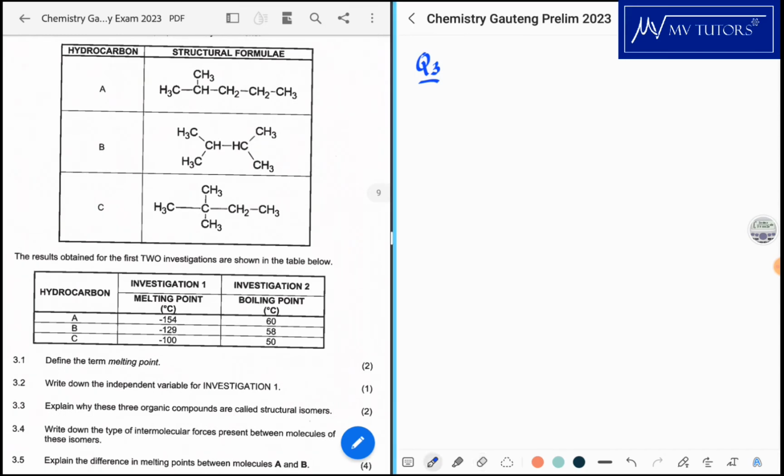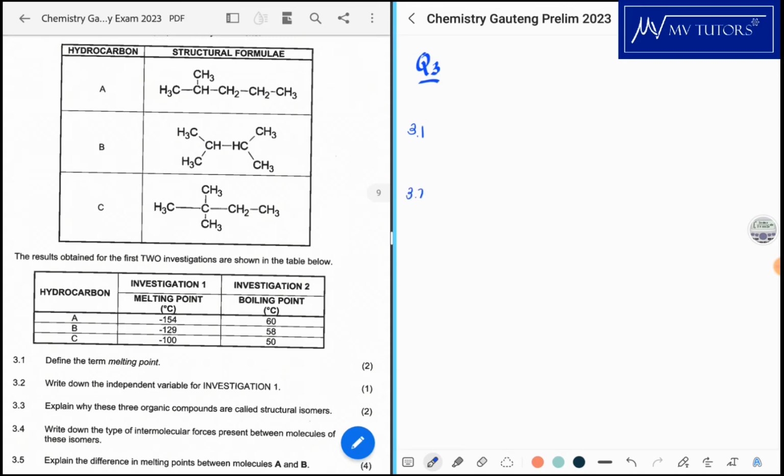So 3.1, it says define the term melting point. Okay, so please, it's melting point, not melting. So don't say where solid phase goes into a liquid phase. This is melting point. And the melting point is basically the temperature at which the solid and liquid phases of a substance are at equilibrium.